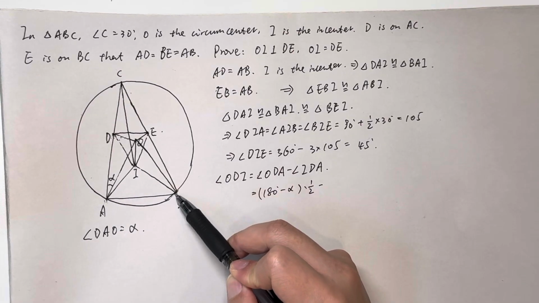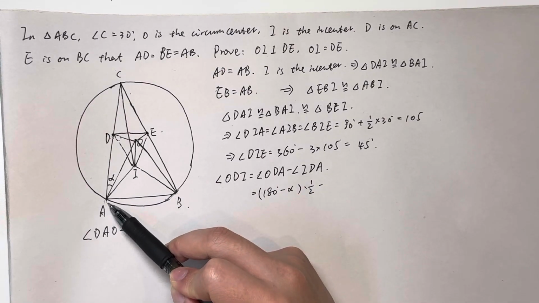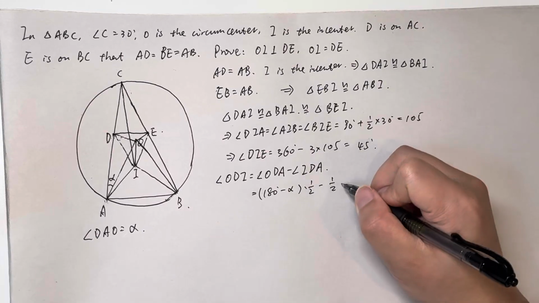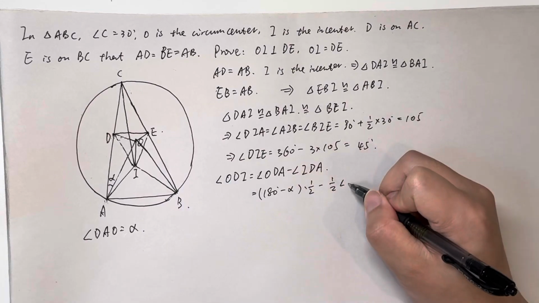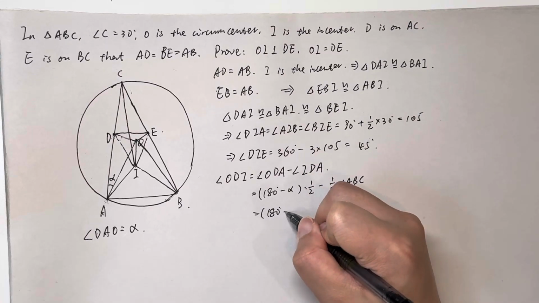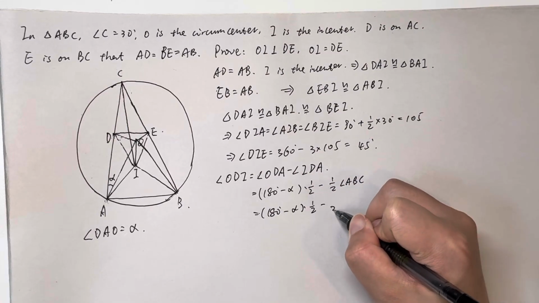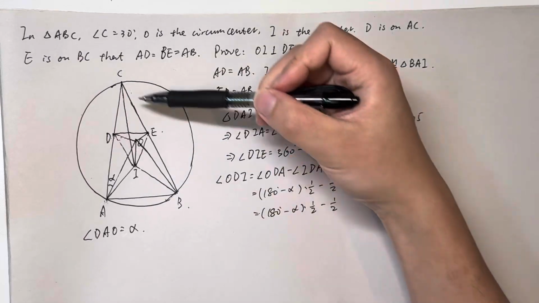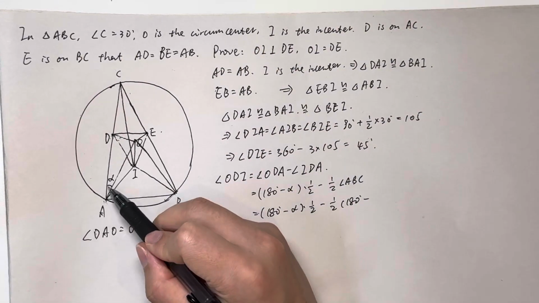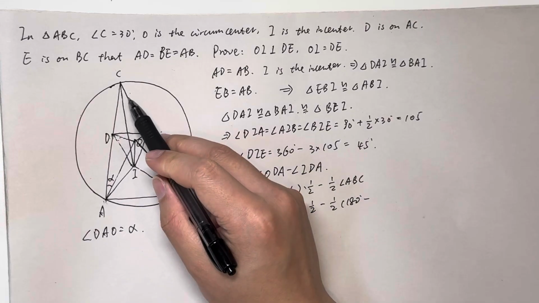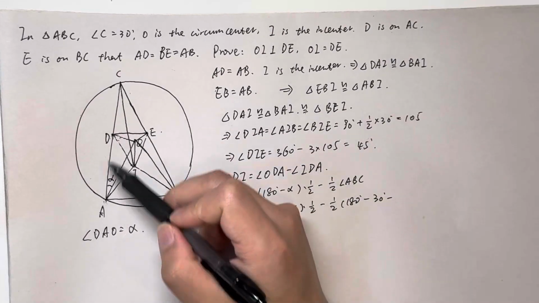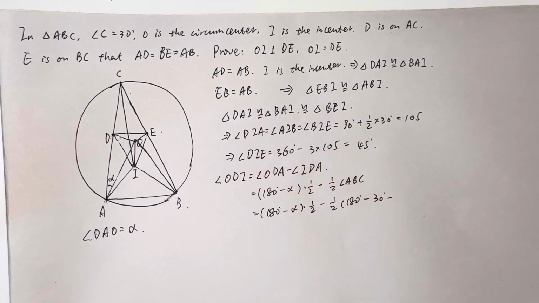The angle IBA is half of angle ABC, so minus half of angle ABC, which equals 180 degrees minus alpha, times half, minus half of... what is angle ABC? Angle ABC is 180 degrees minus angle BAC and angle C. Angle C is 30 degrees. And angle BAC is 60 degrees plus alpha, right?